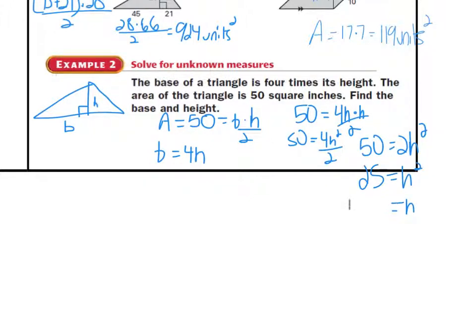So h could be plus or minus 5, but if we're talking about the height of a triangle, only positive 5 would make sense. So the height is 5 inches, and the base would be 4 times that. So 4 times 5 would be 20 inches for the base.